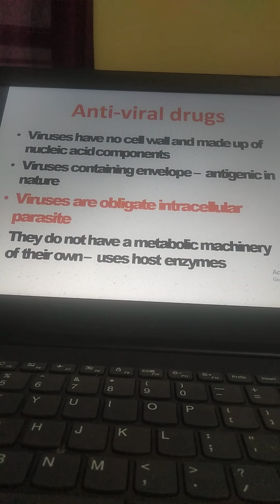Now, antiviral drugs. Viruses have no cell wall and are made up of nucleic acid components. Viruses containing an envelope are antigenic in nature. The envelope, which is the outer covering, is antigenic. They have high molecular weight and adhere to the surface of the host. Viruses are obligate intracellular parasites. They also do not have metabolic machinery of their own, so they use the host enzymes.